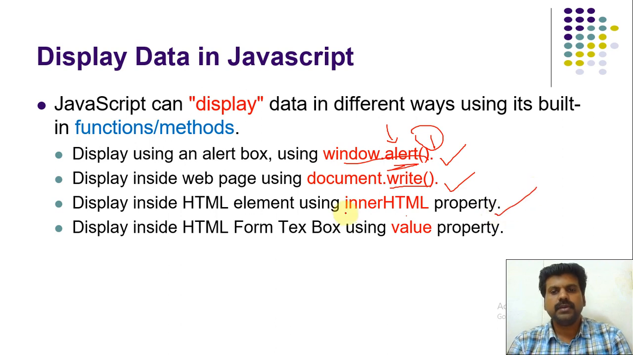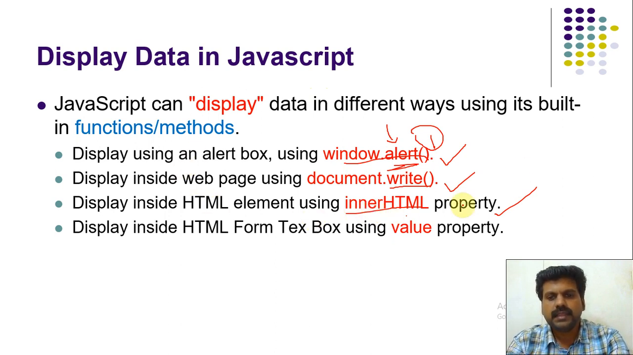The third is very important, called inner HTML property. So we can also display data using inner HTML property also. So what is inner HTML? Inner HTML represents the data inside any HTML element. For example, if you are using a paragraph tag, inside the paragraph, what is the content? The content is referred by inner HTML property in JavaScript. Okay, so if you want to display anything inside the element, like a paragraph or div element, you can use this inner HTML property. Let's see how we can do that.